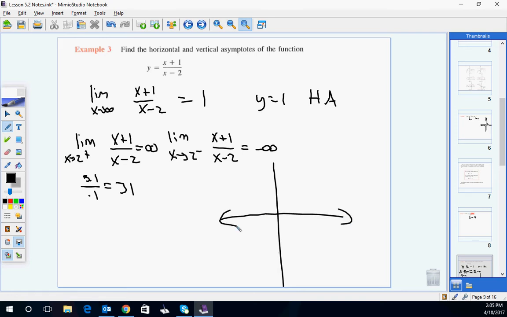So we know 2 is a vertical asymptote. So I'm going to put my dotted line here. Use a different color here for dramatic effect. So there. Wow, that is not a straight line, but it's all right. Okay. And then I know I have a horizontal at 1.